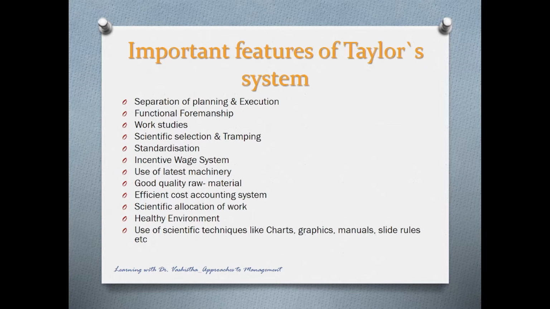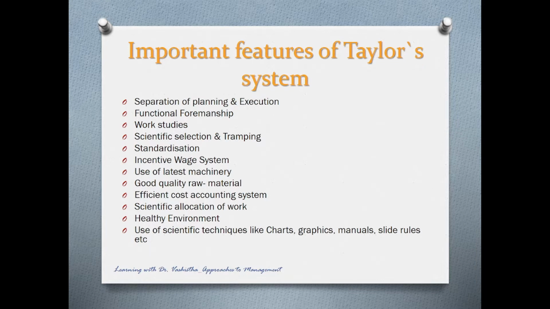Then there has to be work studies, more and more work studies and research on the work and how it has to be done. There has to be scientific selection and training. I mean, training is like taking one heavy step at a time with complete planning. Then there has to be standardization everywhere. There has to be an incentive wage system for encouragement, of course, and development of each employee.